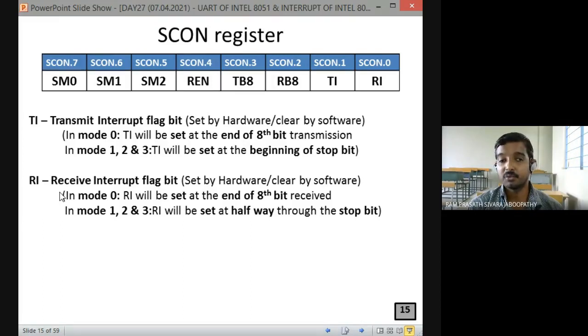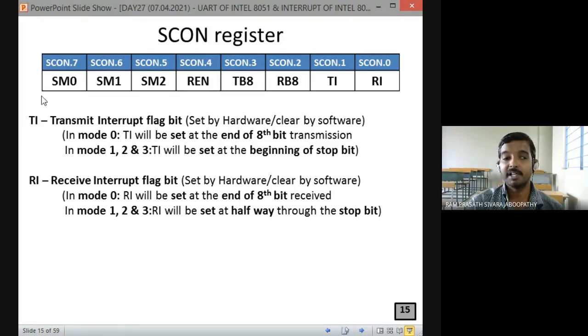As of now, we have discussed only 5 interrupts: 2 external interrupts and 3 internally generated interrupts. What are the 3 internally generated interrupts? Timer 0 overflow interrupt, timer 1 overflow interrupt, then serial interrupt. Please consider that the serial interrupt is due to either transmission or reception. There are 2 sources for the serial interrupt.